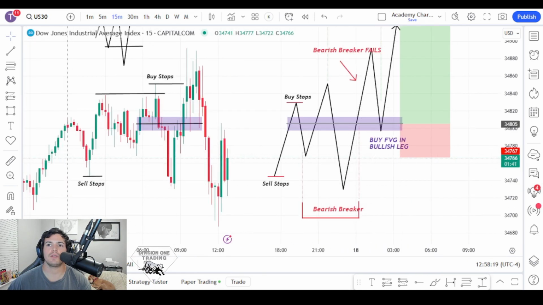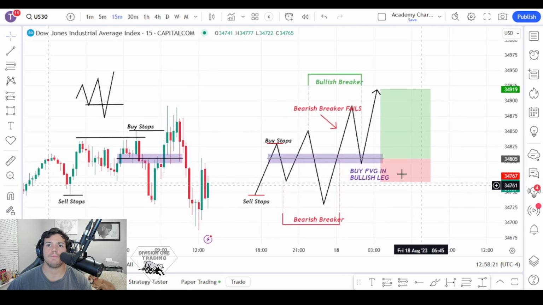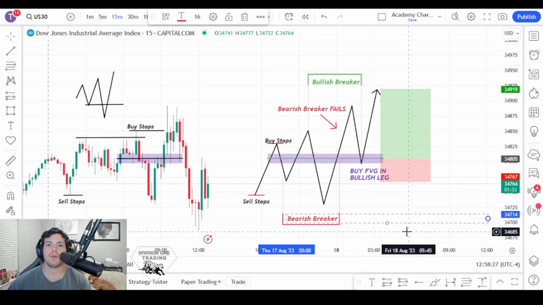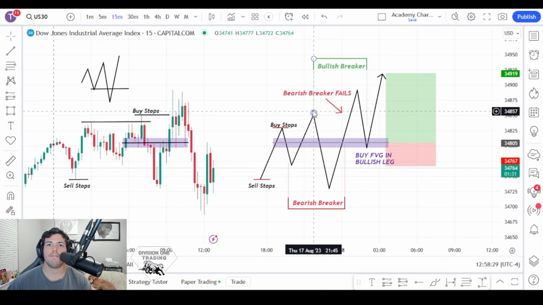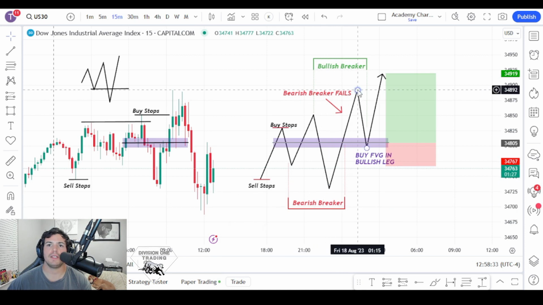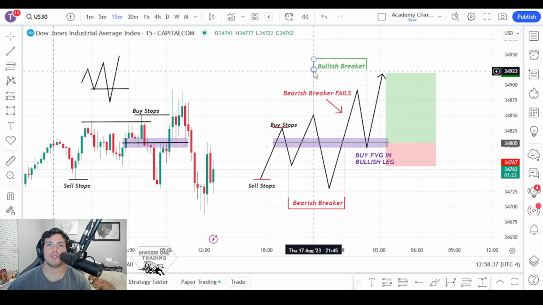And so here's also a little another description here. And so this is just me highlighting right here. You can see the bearish breaker. It forms right here, takes the high and takes the low, and then it fails by taking the high, right? Breaker fails. And we've created that new bullish breaker here.